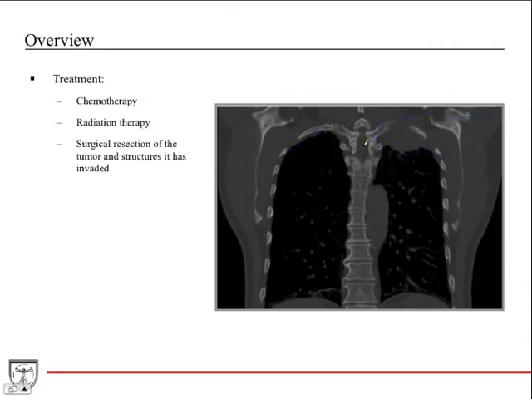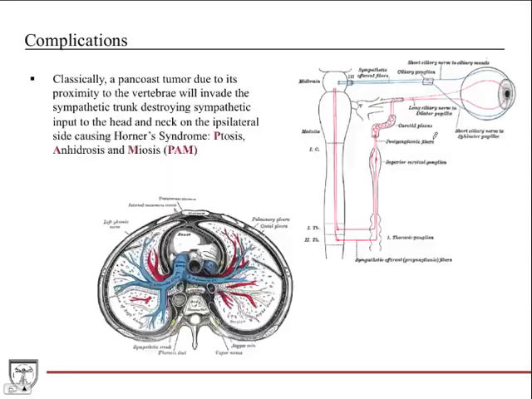So how do you treat it? Just like most cancers, you can do chemotherapy, radiation therapy, and then surgical resection of the tumor, and the structures it has invaded. What makes these tumors interesting from an anatomy standpoint, and we'll talk about this in the next couple slides, is the nearby structures they invade. And so unfortunately, a lot of times you would have to resect any structures that it invades as well to give the best prognosis.